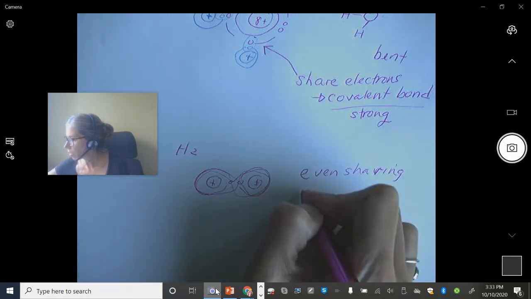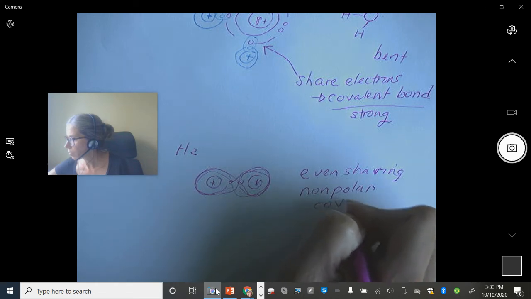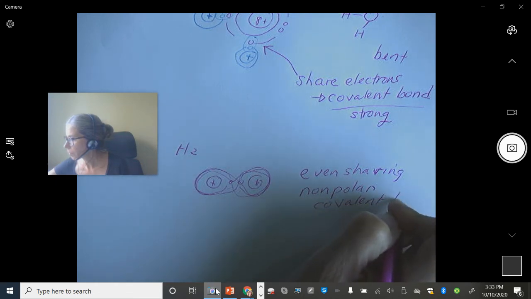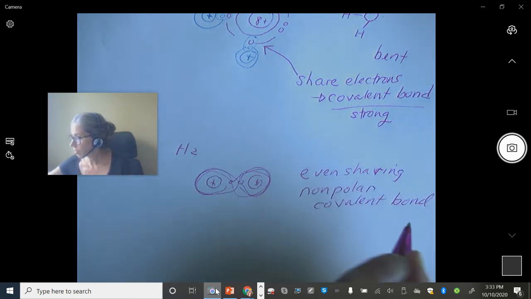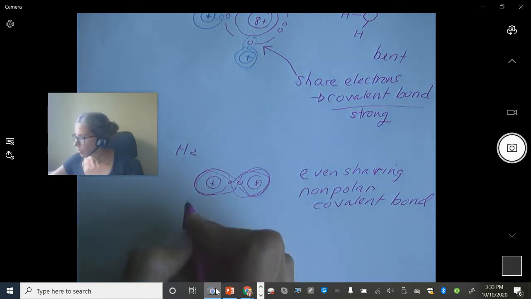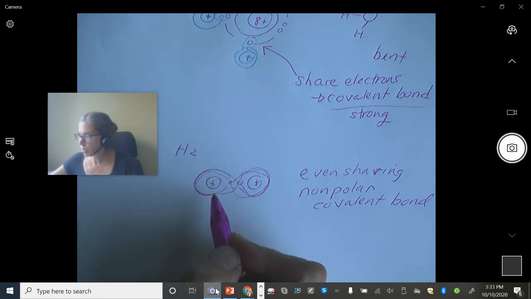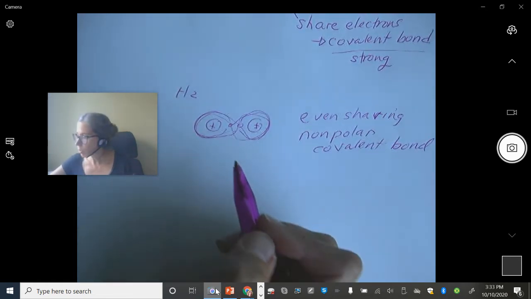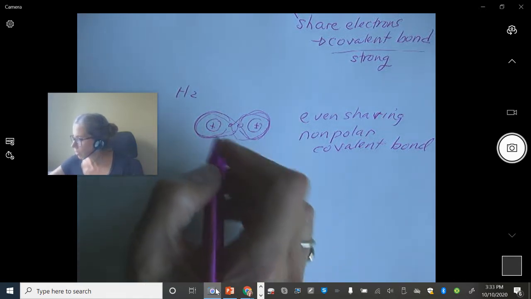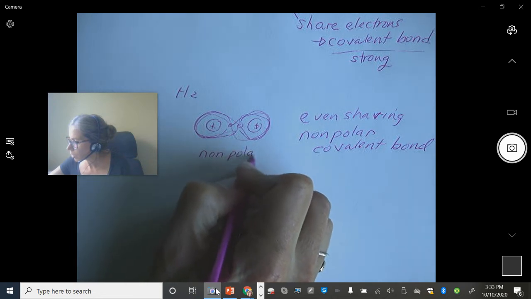And that makes something called a non-polar covalent bond. Besides having a non-polar covalent bond, this is also a non-polar molecule, because there are no extra electrons on one side or the other. They pretty much just spin around both. It's a probability curve, but for our purposes, drawing them like this works fine. So this is called a non-polar molecule.